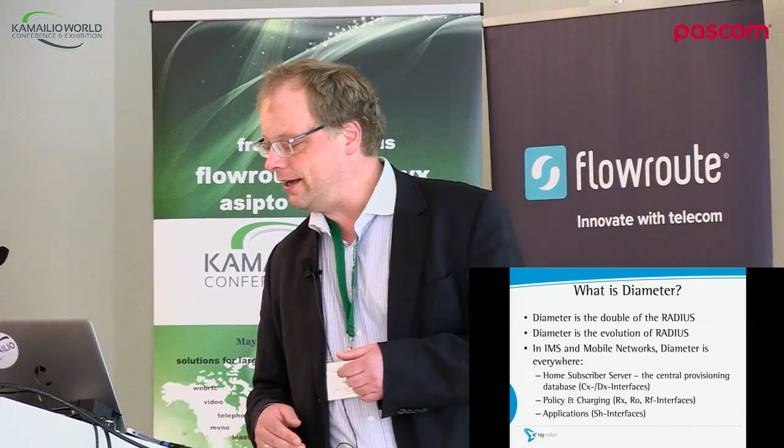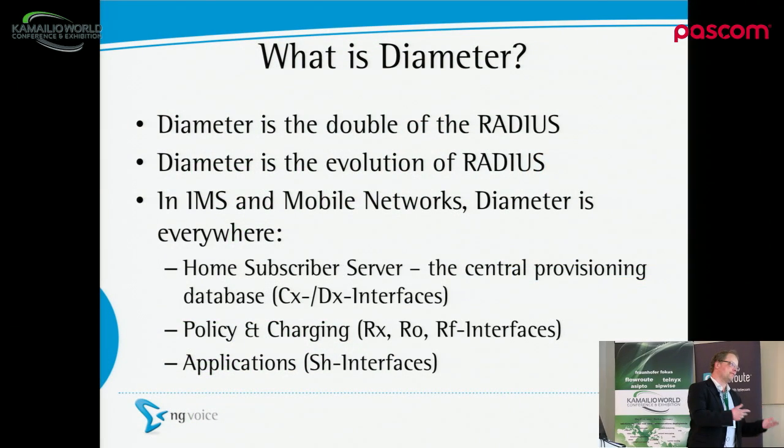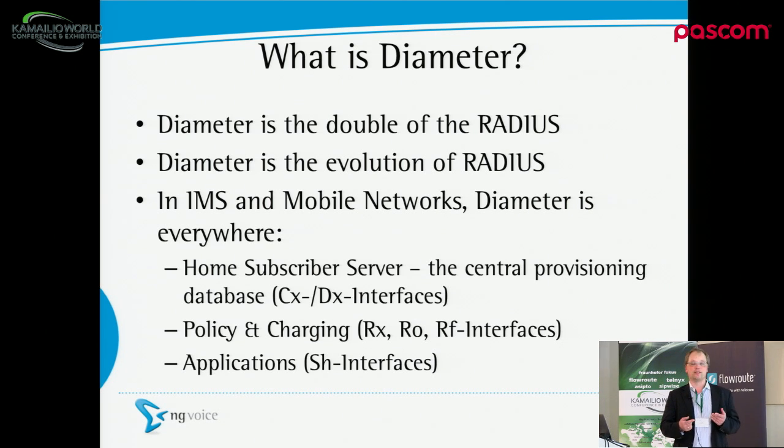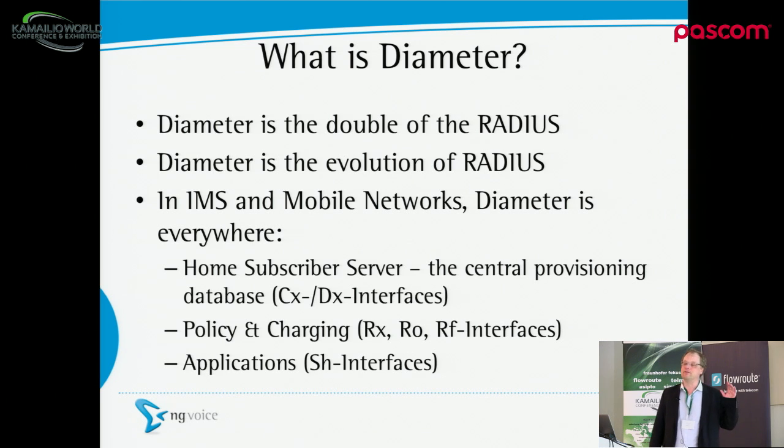If you look at IMS, both fixed line and mobile networks, Diameter is everywhere. You see the home subscriber server, the central provisioning database, it's queried using Diameter. If you do policy, like quality of service settings, then you use Diameter to send those quality of service settings to the network cell. If you do charging, of course, we do charging via Diameter, the Ro and the Rf interfaces for online and offline charging. And even if you run applications, you should do it using Diameter if you want to query some information about, for example, registration status.